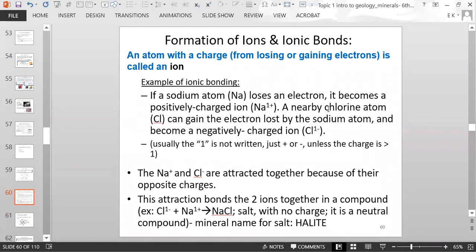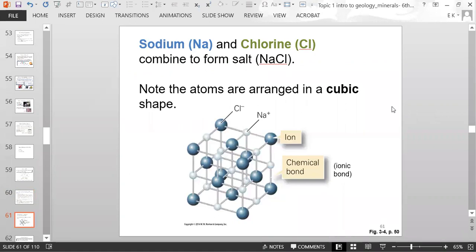Now, by the way, when the chlorine has a charge, you call it chloride. So where it says chlorine, you may also hear the term chloride.